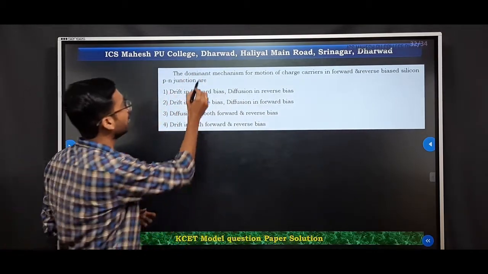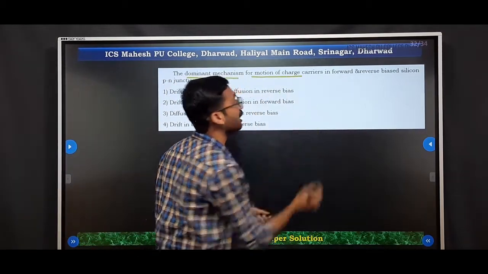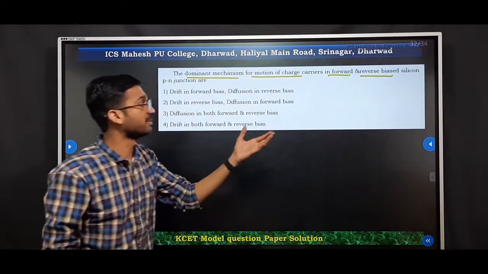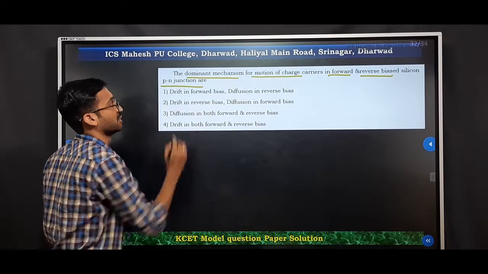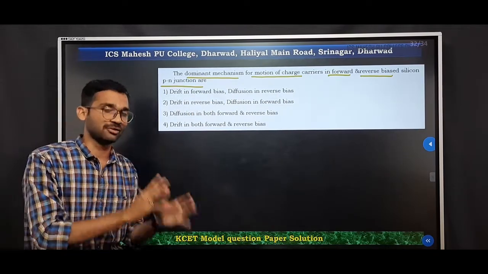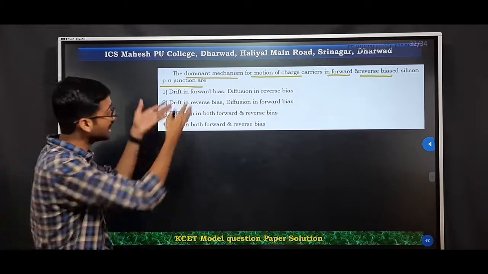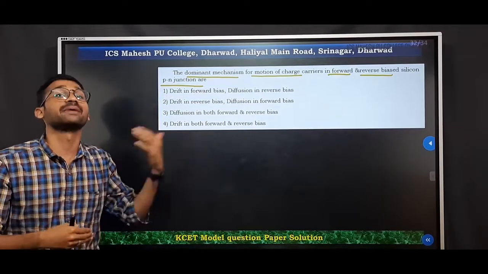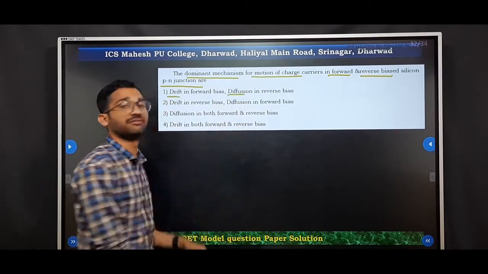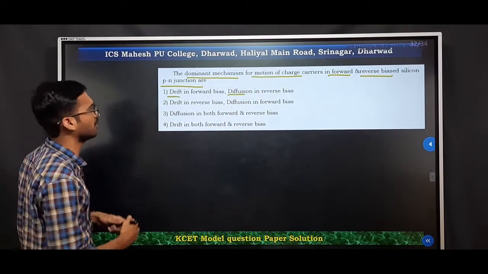What is the dominant mechanism for the motion of charge carriers in the forward bias and the reverse bias of a silicon PN junction? Okay, they are discussing the dominant mechanism in forward and reverse. Let us check out the options to see which mechanism they are discussing. That is, drift and diffusion. Let us read out the options.